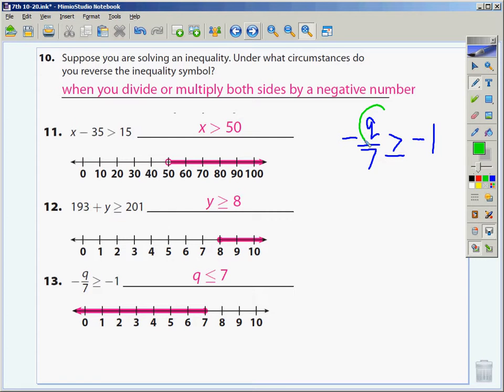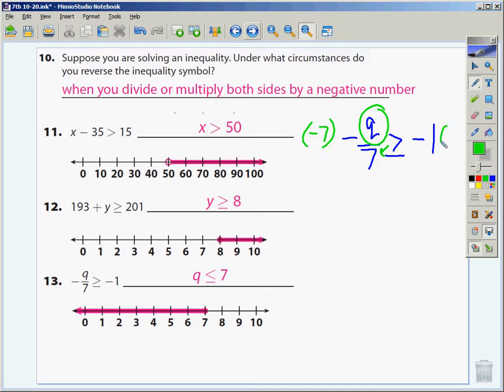You have to remember what I want to do is I want to get that variable completely by itself. And since there's a negative attached to that variable, a negative times a negative is what's going to make it a what? Positive. I know I want to multiply because it's being divided, so I want to multiply by what's in the denominator and that negative to change that q to a positive.